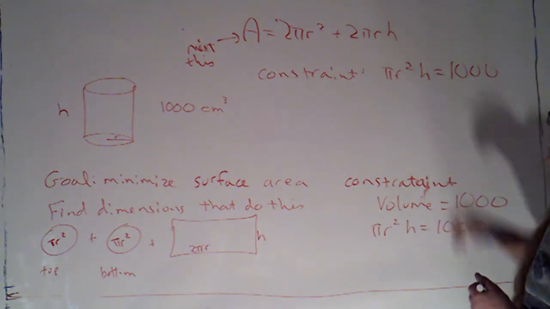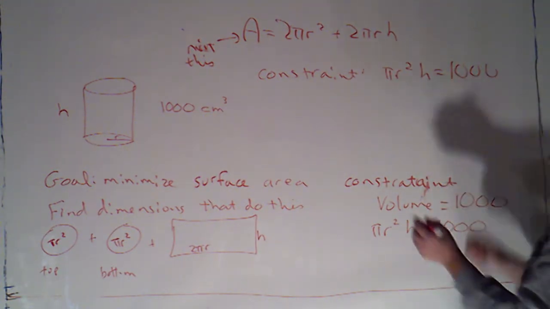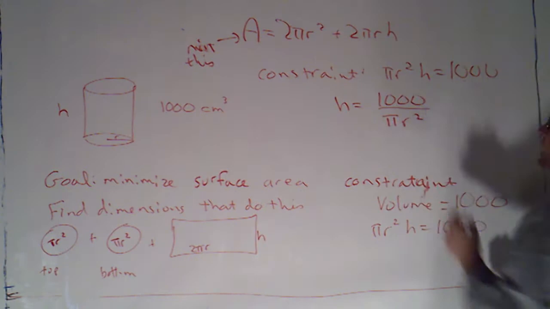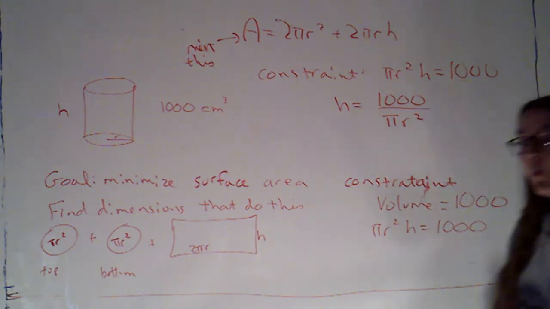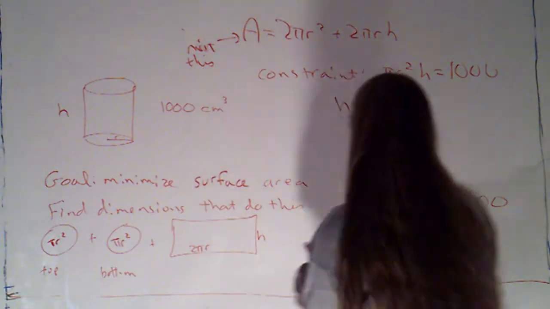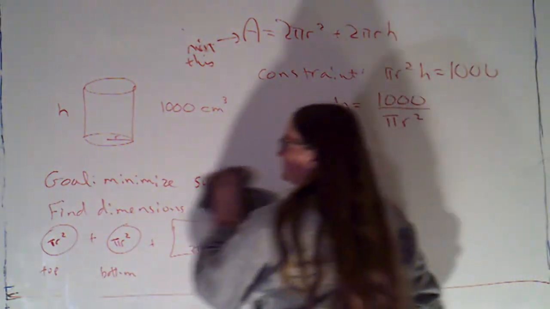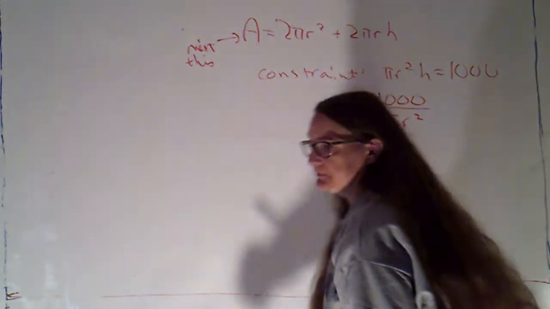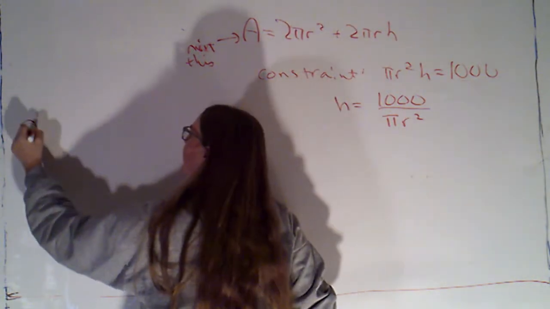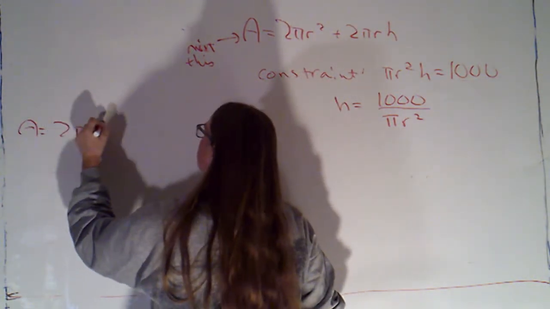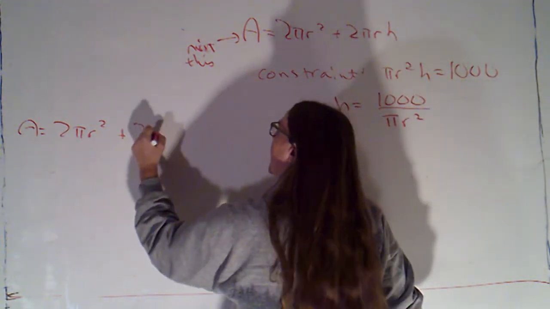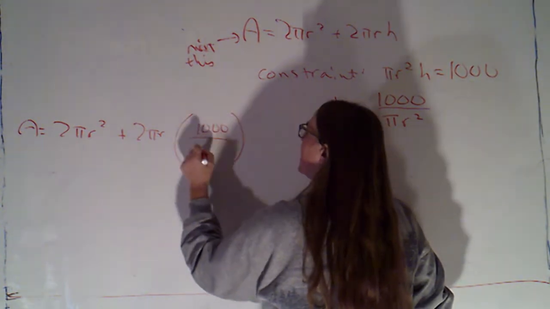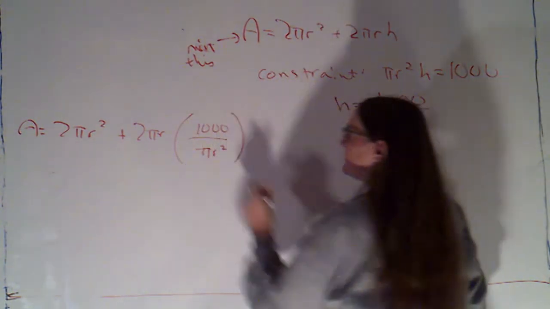Okay. So I'm going to take this and solve, and it looks like it's easier to solve for h. So I'm going to say h is 1,000 over pi r squared. Once I have that, I can go ahead and plug in to my formula for the surface area. So my area is 2 pi r squared plus 2 pi r times, for h, I'm plugging in 1,000 over pi r squared.